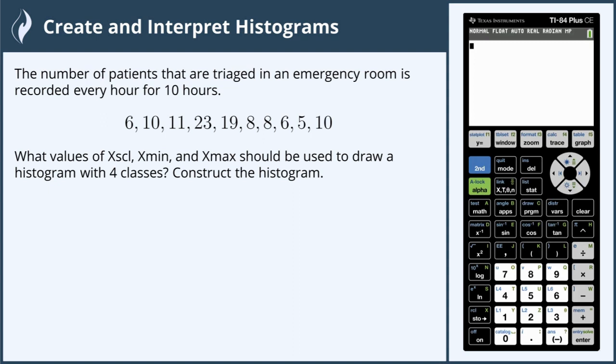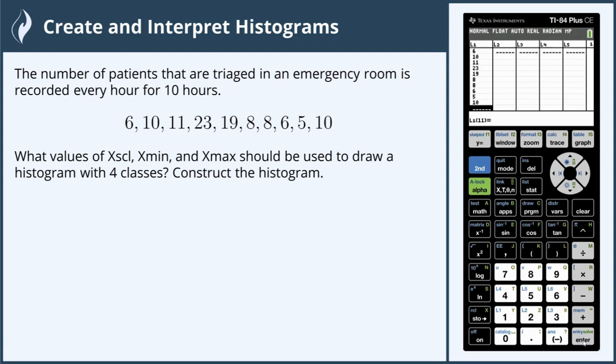So to do that, we're going to start by going into Stat and Edit, and we're going to type our data in. So in this case, it's 6, 10, 11, 23, 19, 8, 8, 6, 5, and 10.